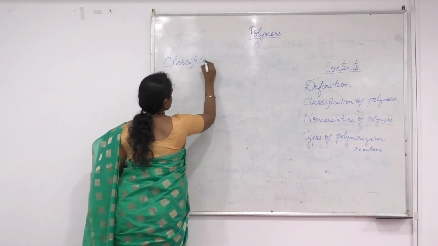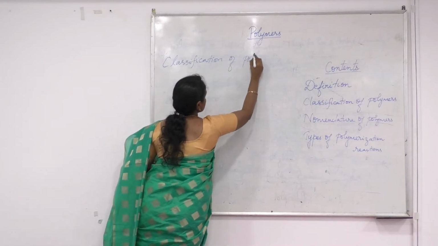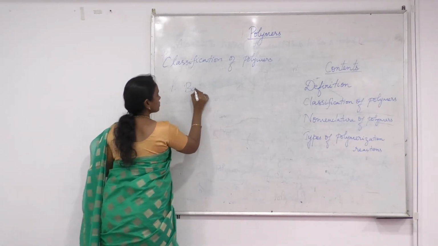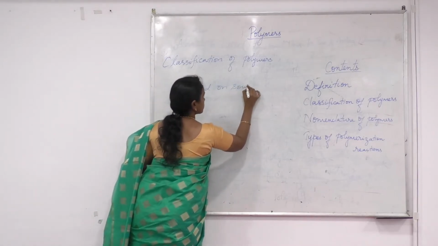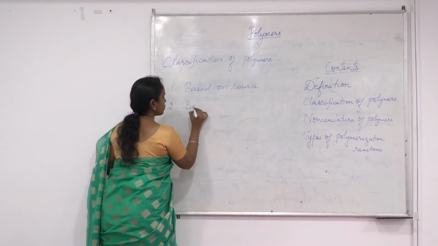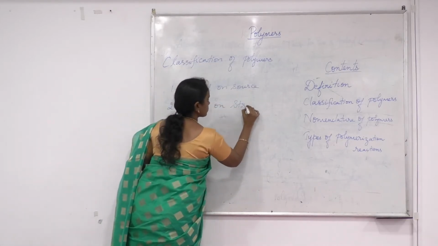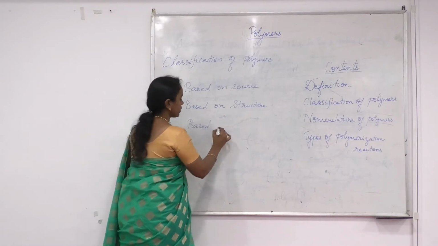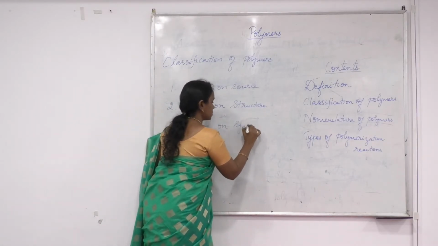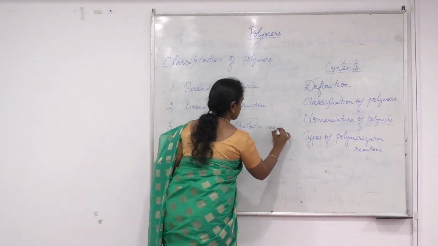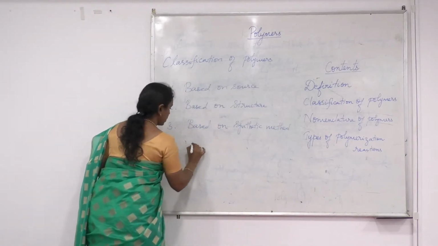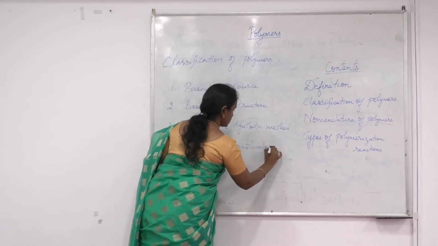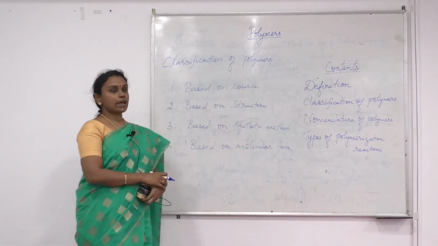Classification of polymers. Polymers can be classified based on their source, based on structure, on the basis of synthetic method, and also based on molecular force.